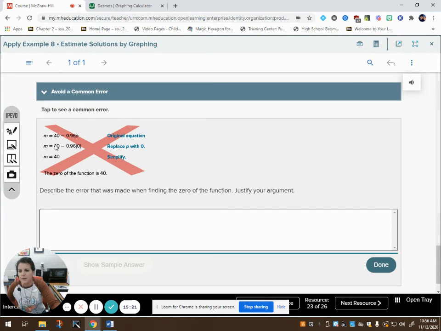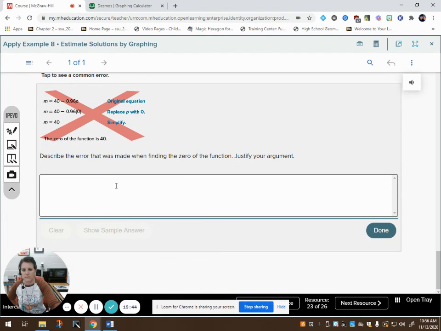And this says another common error is to think that the zero of the function is 40 because that's the y-intercept. But remember, we're not looking for spending zero, or, how do I want to put this? We're not looking for the y-intercept. We're not looking for that 40. We're looking for the x-intercept. How many invitations can she order?